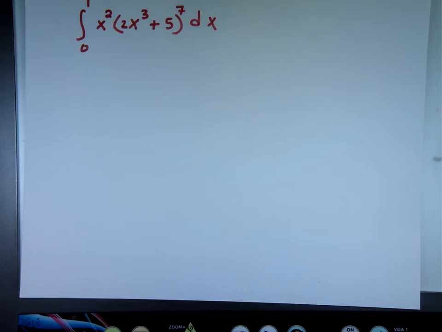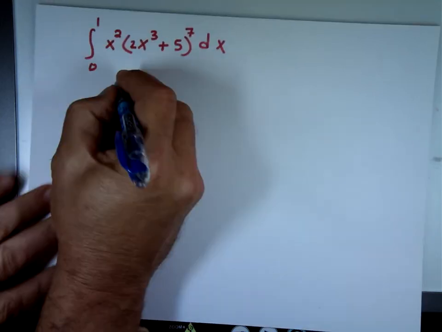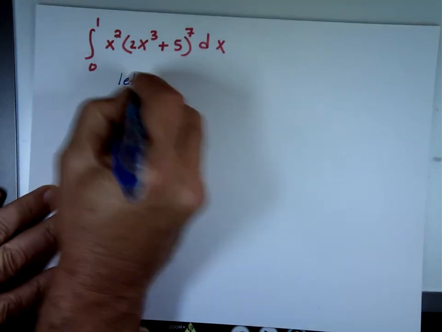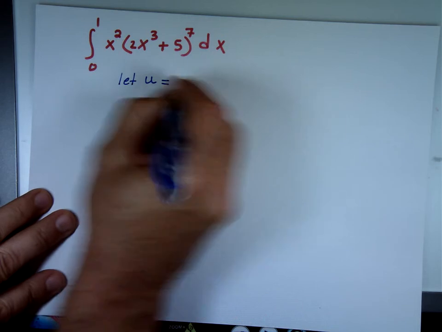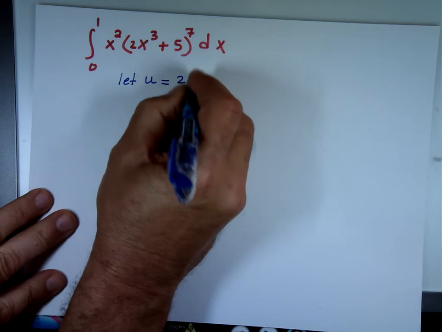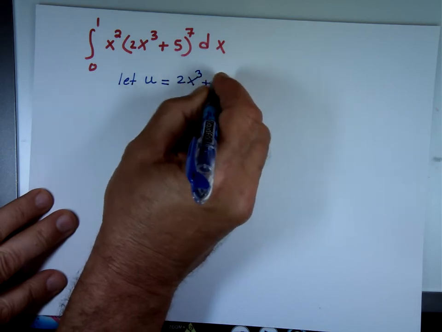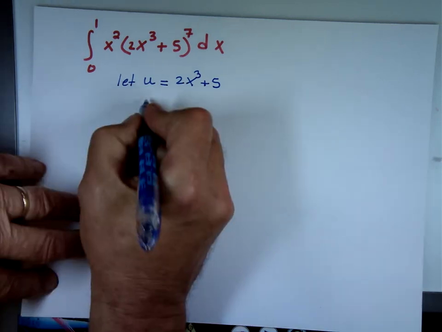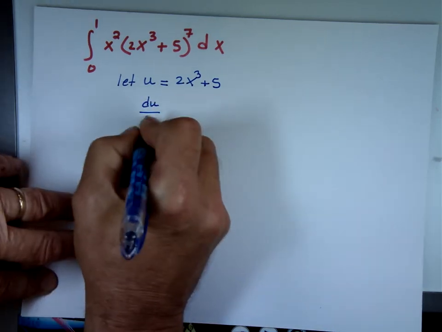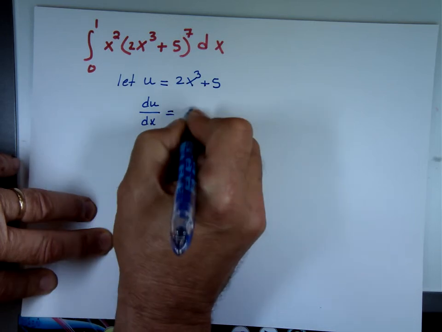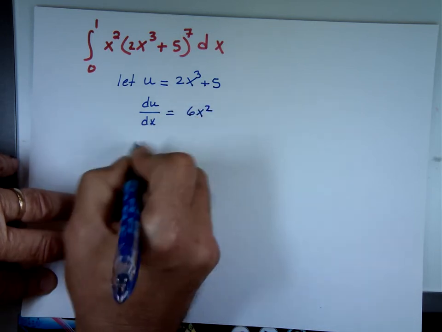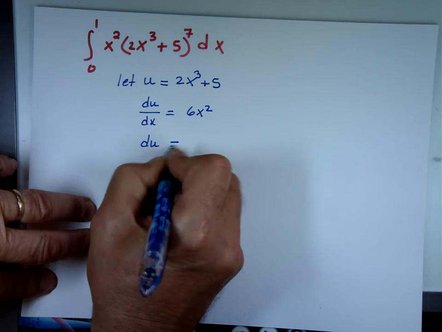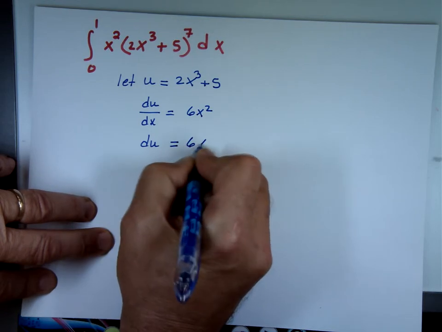Yep. So think of u-substitution. If you let u equal 2x to the third plus 5, what is the derivative of that? It is 6x squared, right? Which means du is 6x squared dx.